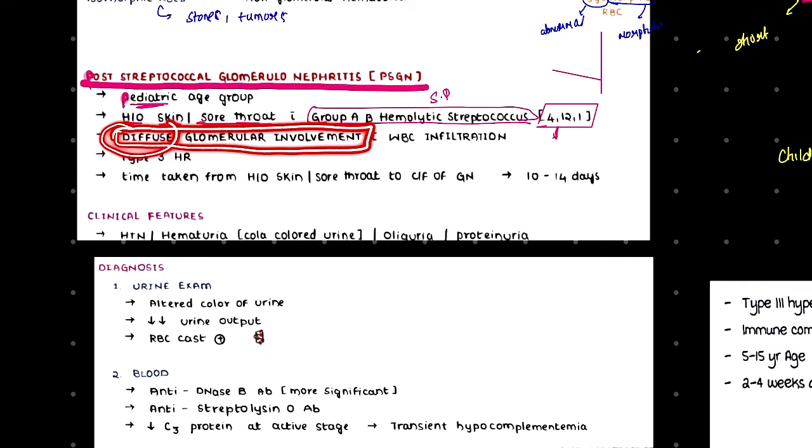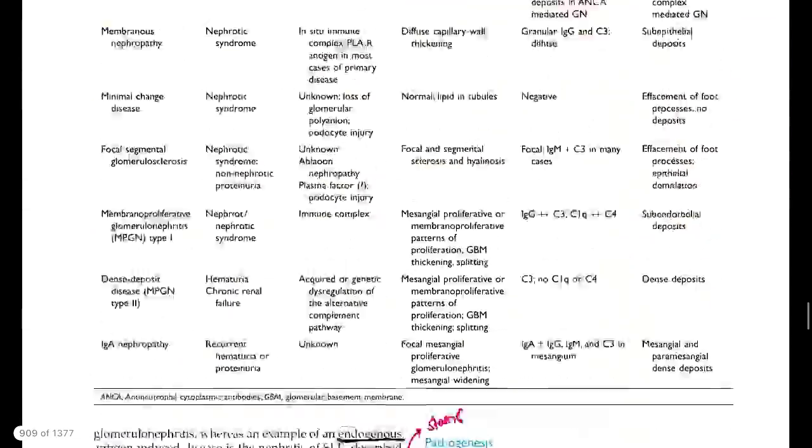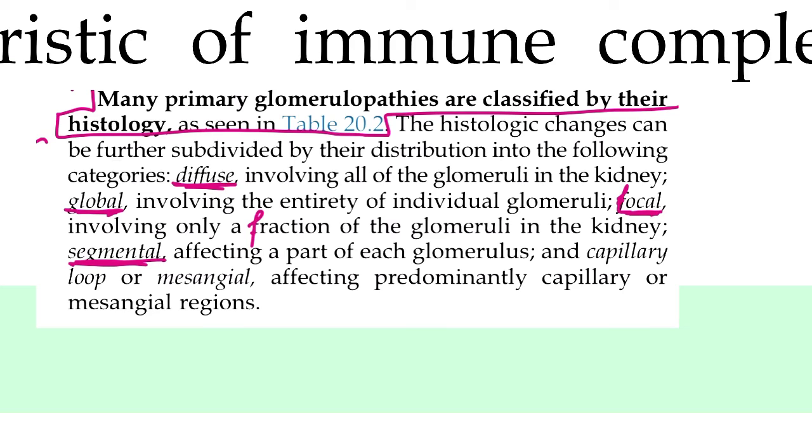Now this diffuse glomerular involvement, what this means is that the whole entire glomeruli of the kidney are involved, right. And I would like to take you here right now, because here it is mentioning these things. Many primary glomerulopathies are classified on histology, but the histological change can be further subdivided by distribution in the following categories. One is diffuse. Here there will be involvement of all glomeruli in the kidney, right.